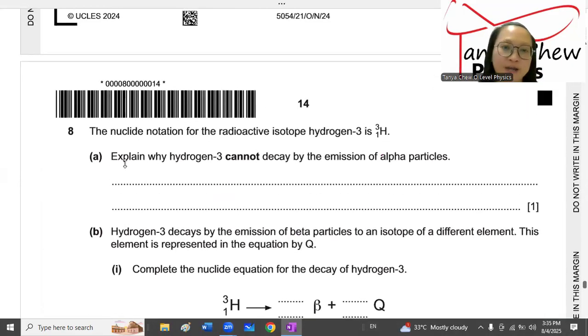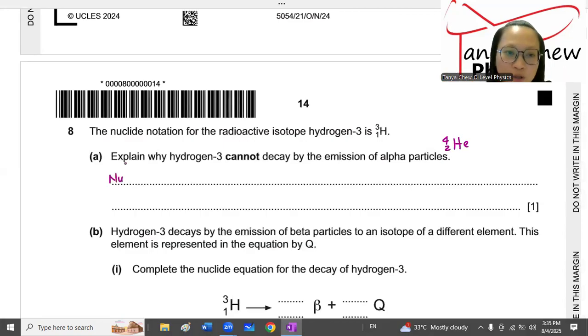Now, the next question, question number 8. The nuclide notation for the radioactive isotope hydrogen-3 is 3 1 H. A, explain why hydrogen-3 cannot decay by the emission of an alpha particle. Now, you have to understand that an alpha particle is 4 2 He, helium. How can hydrogen-3, which has a smaller nucleon number, decay to form a larger nucleon number? Not possible, right? So that's the reason.